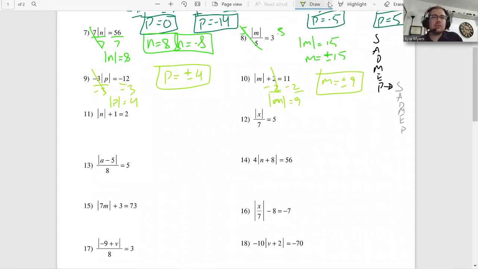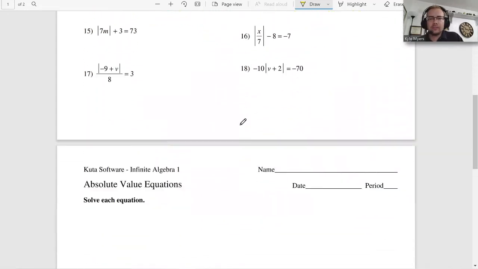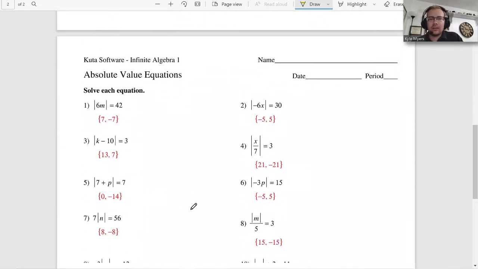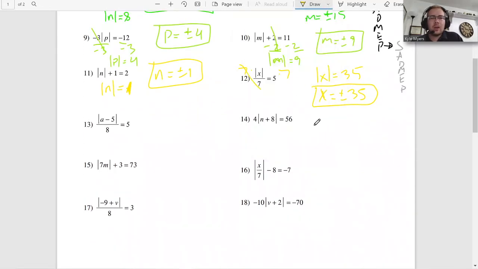Boom, bang, bing. And new color. Same thing here. It's getting really repetitive now. So this is 1. I meant to put a 1 there. So n is equal to plus or minus 1. Here, same thing, multiply by 7 on both sides. The absolute value of x is equal to 35. So x is equal to plus or minus 35. Nothing's really that difficult right now, but it will start to get a little bit more difficult. And if you look, we're already at the answers here. We're almost done. This is a short worksheet, so this will be a shorter video, which means we're rounding off this video already. It's crazy.